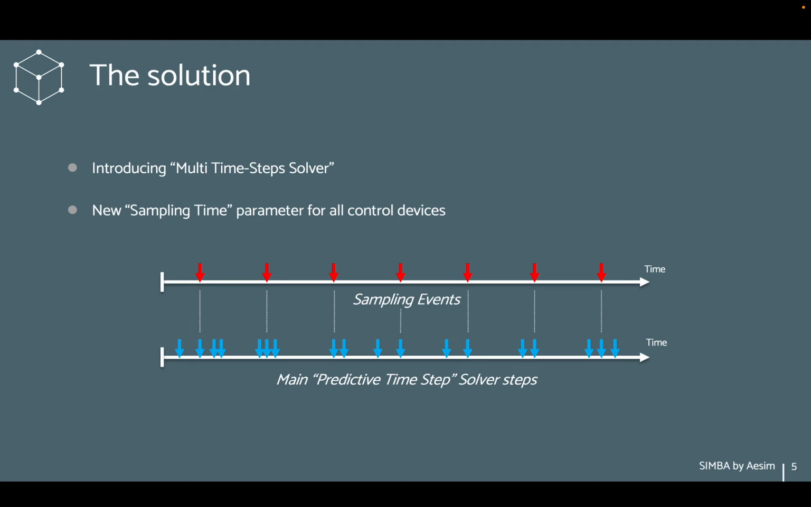SIMBA will make sure first that the sampled solver is called exactly every sampling period, and that for every sampling event, a time step is performed in the main predictive time step solver. So we are sure that the data that are sent to the controller are correct at a given time step.